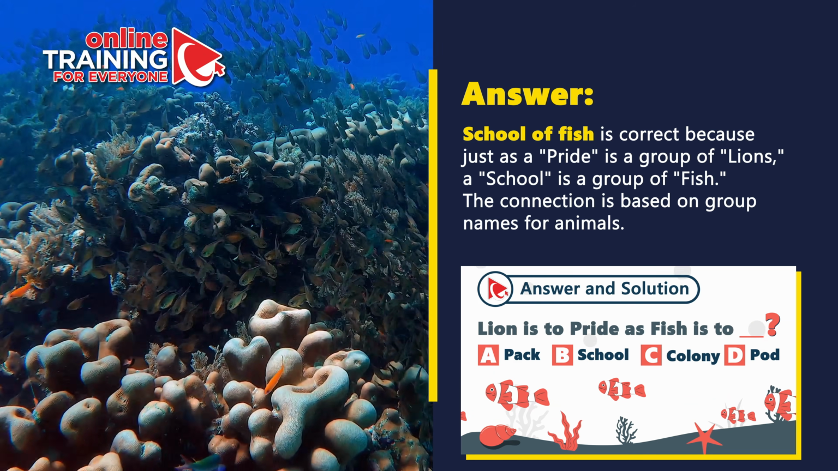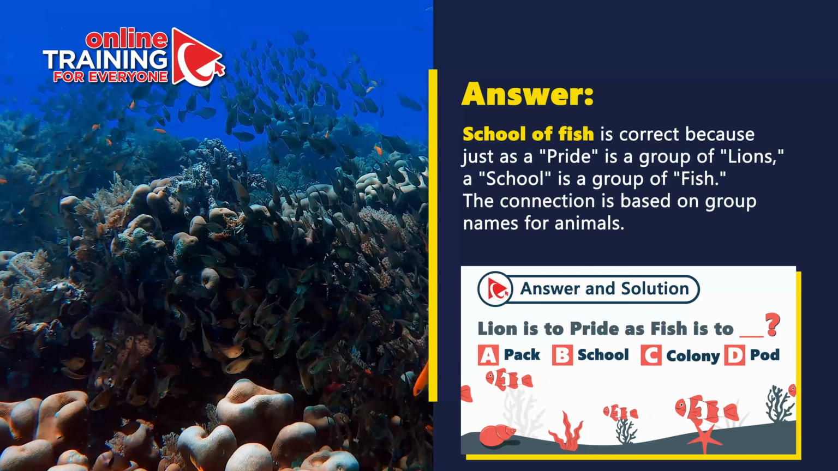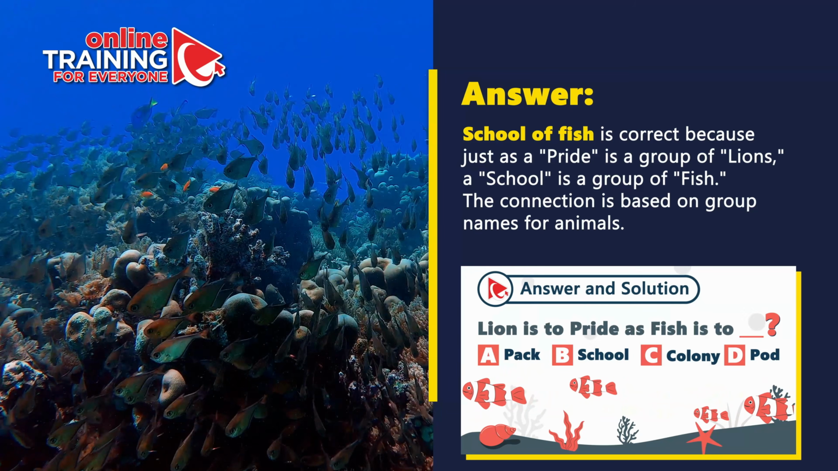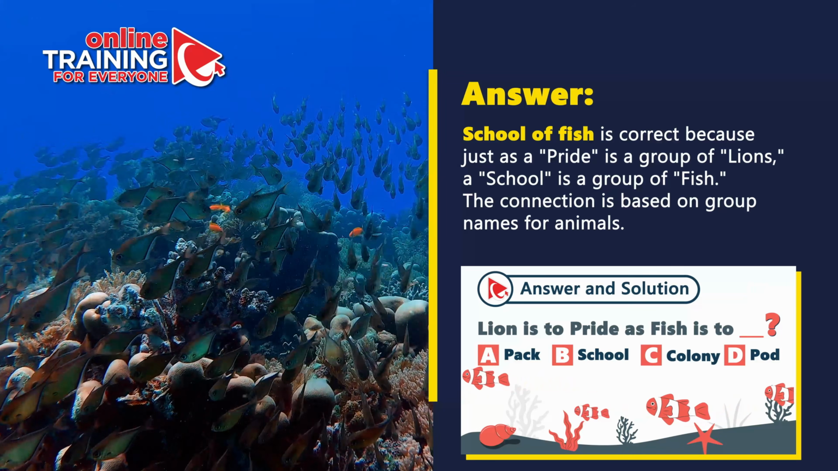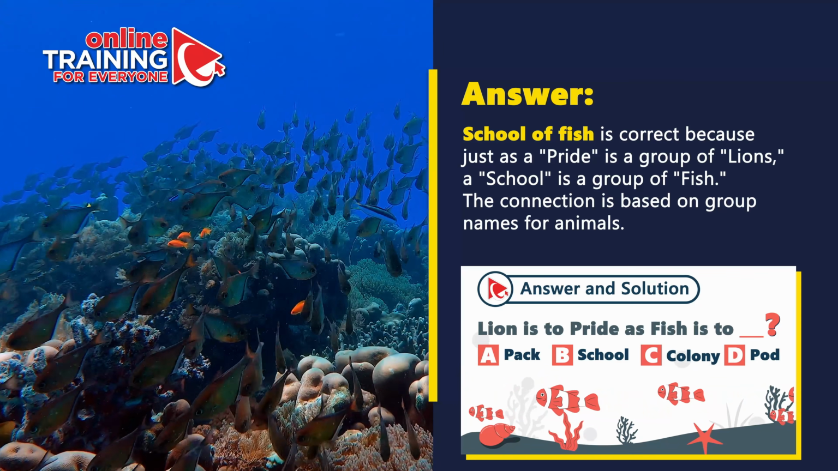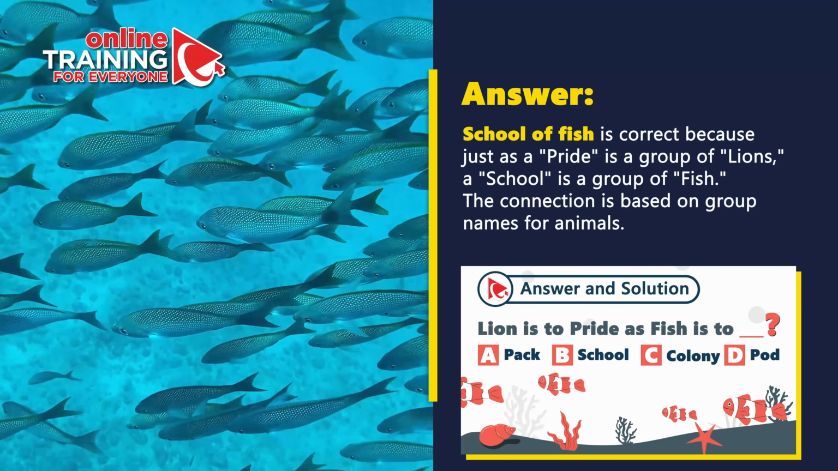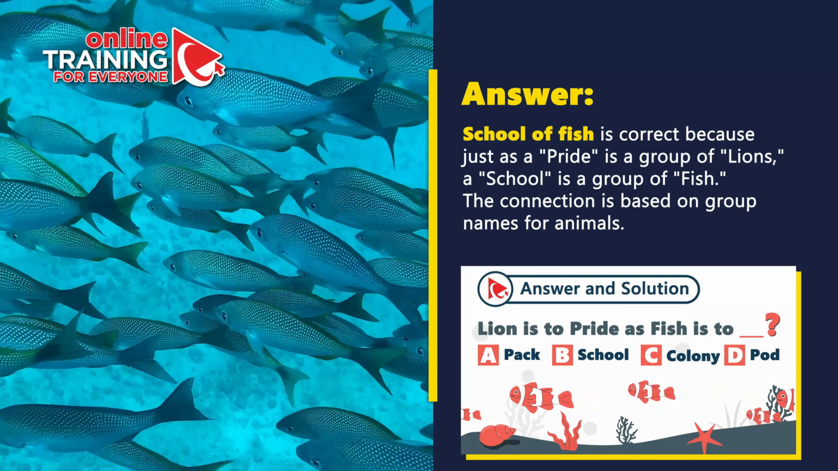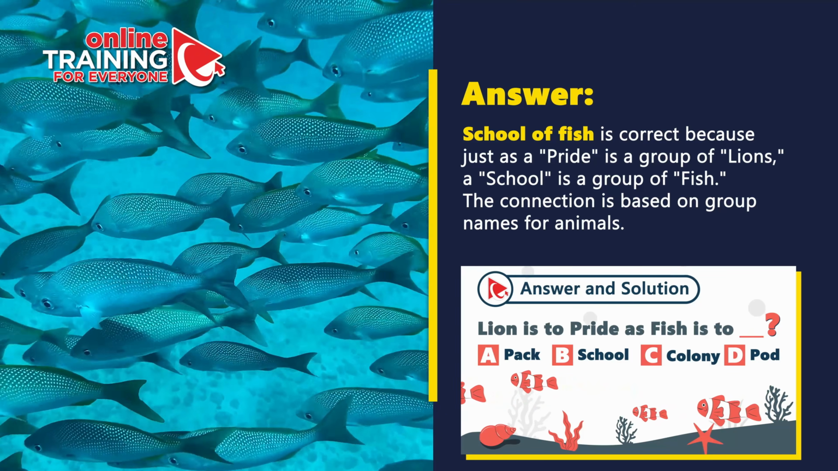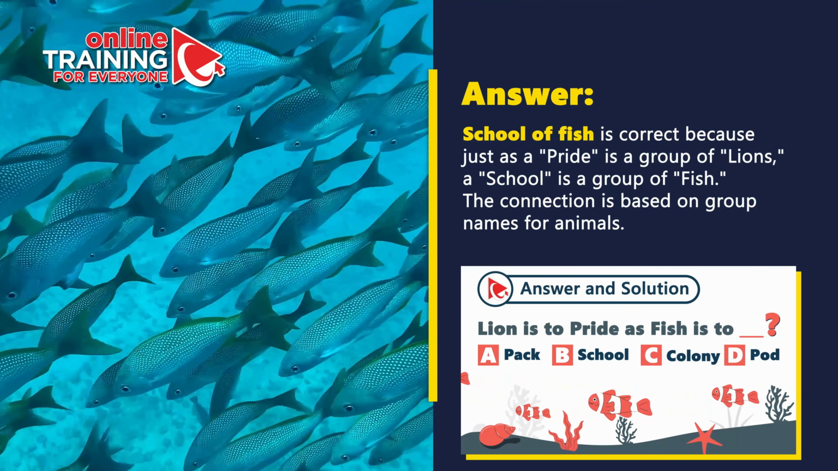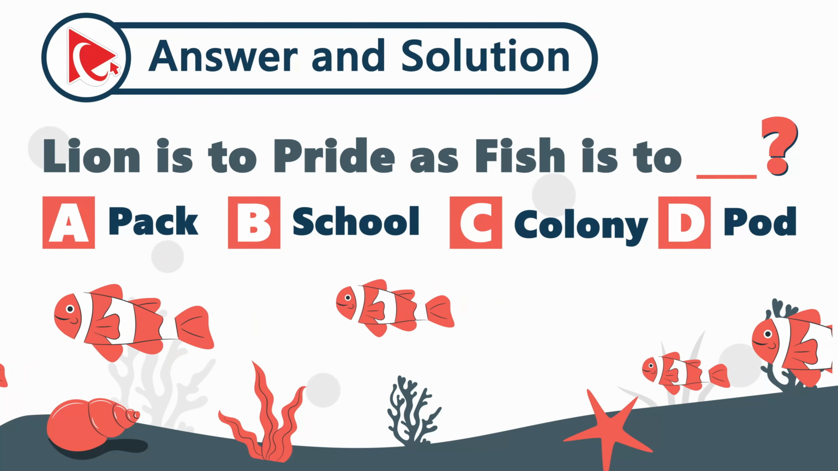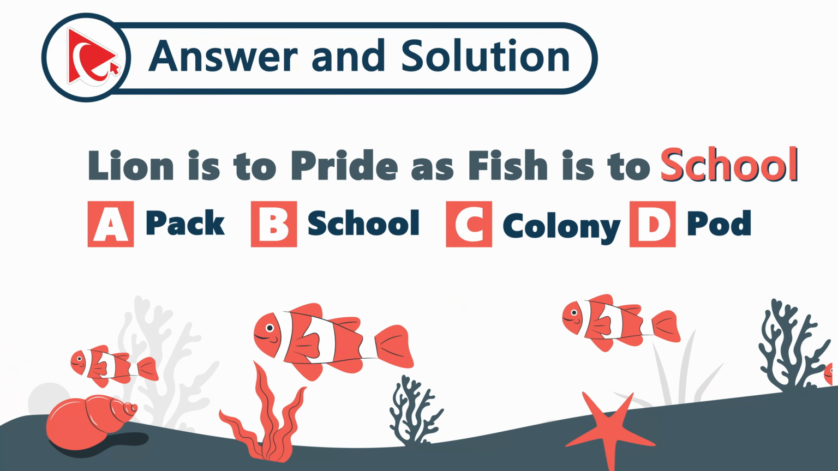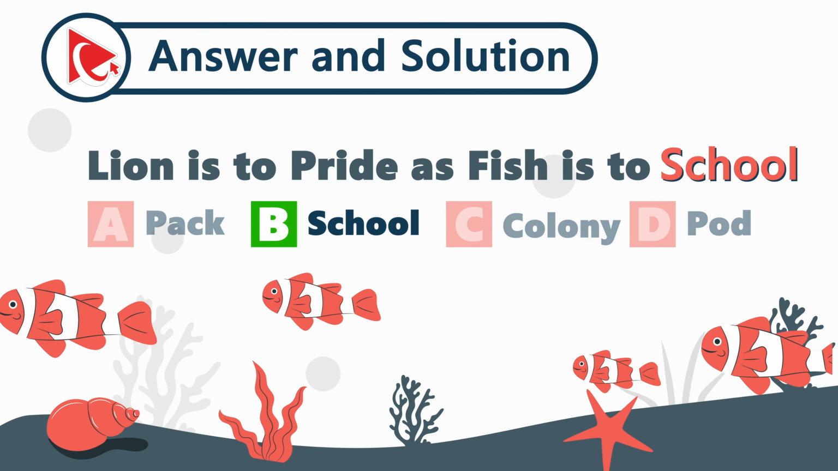A school of fish moves in a highly coordinated manner, creating the illusion of a single larger organism. This synchronized swimming helps in evading predators and conserving energy. Another cool fact is that fish in a school communicate through visual signals and water vibrations, enabling them to change direction almost instantaneously. So the correct statement here is lion is to pride as fish is to school. And the correct answer here is choice B, school.